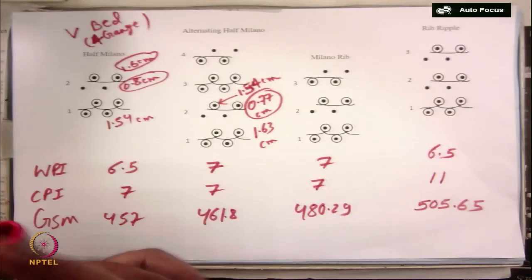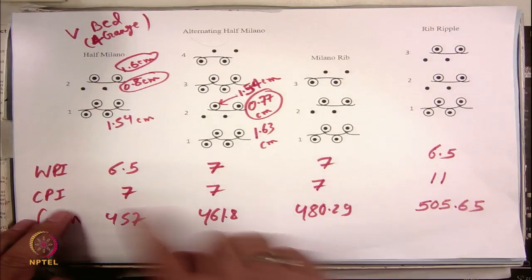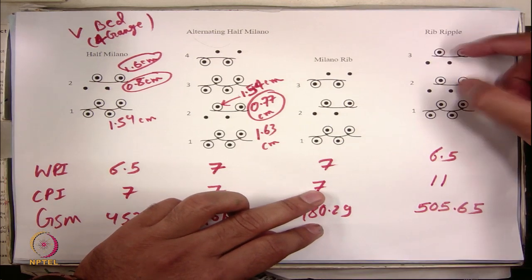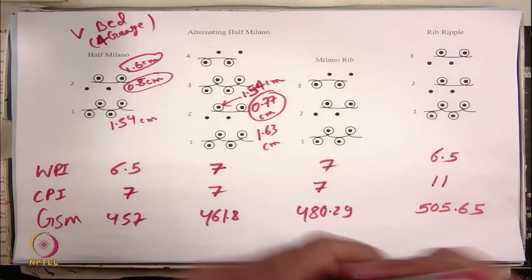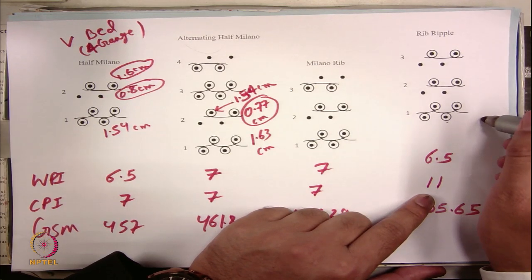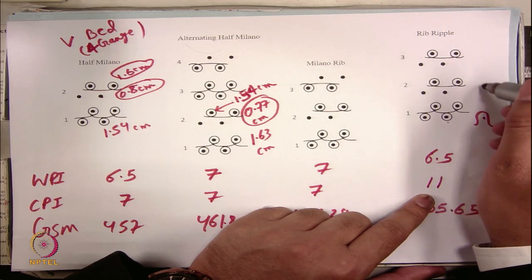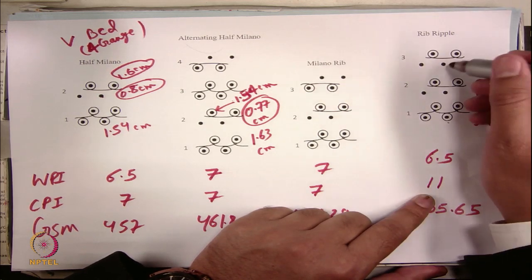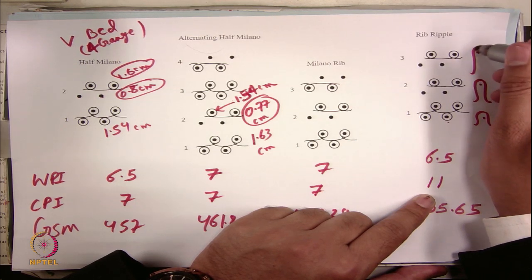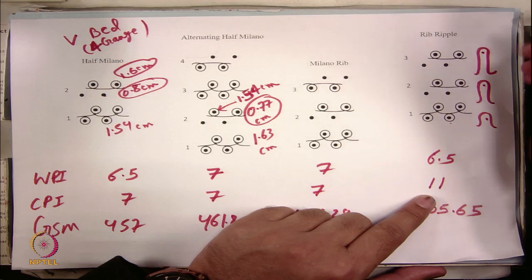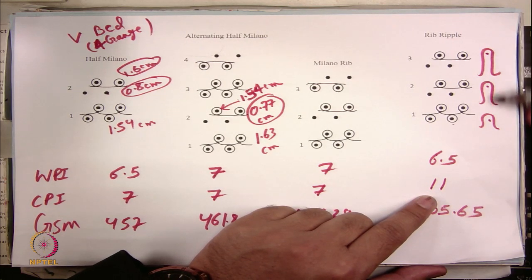You can clearly see when you have two floats consecutively, there is a major difference from Milano rib to rib ripple, from 7 to 11. When you have two floats consecutively on the front bed, if you try to see why this 11 has come, in this case the needle has made the loop here, but in this case the needle is not doing anything, so the held loop is there. Then if you go for this part again, the needle is not doing anything, so the held loop is still there, and in the fourth course this held loop is released. So you can see naturally the held loop is under high tension when the machine is knitting.